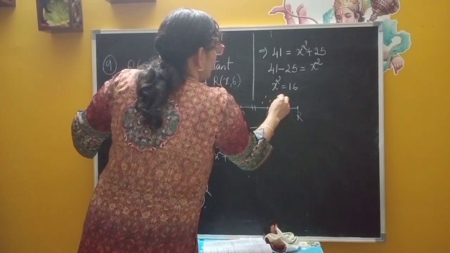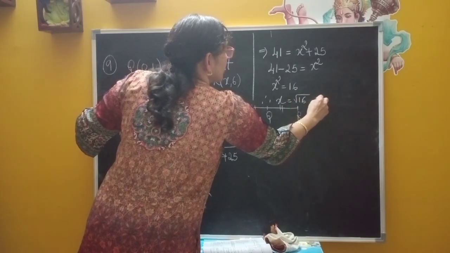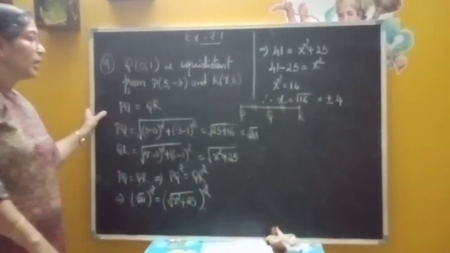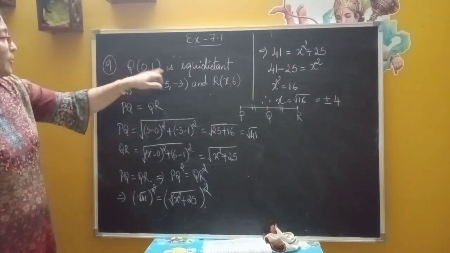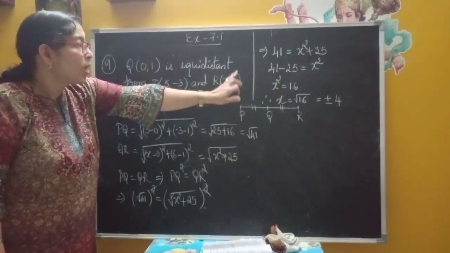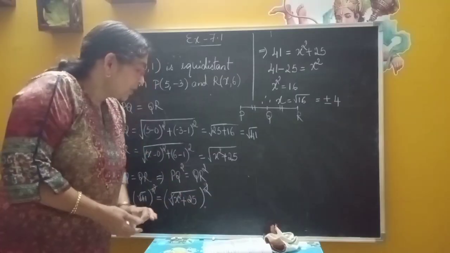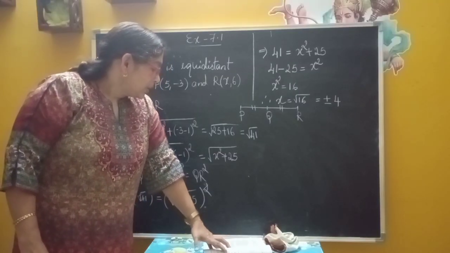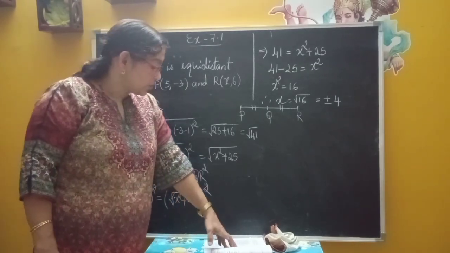So what is the value of x? It is the square root of 16, so it is equal to plus or minus 4. So the required point x can be plus 4 or minus 4. So what is the question here? You have to find the distances QR and PR. Next, the continuation of this question.